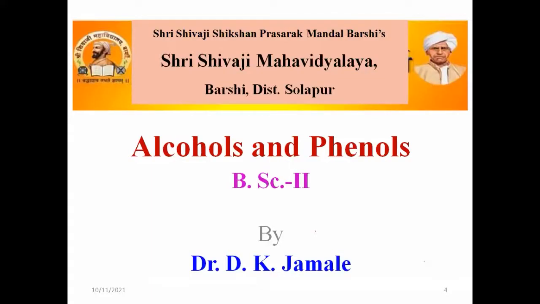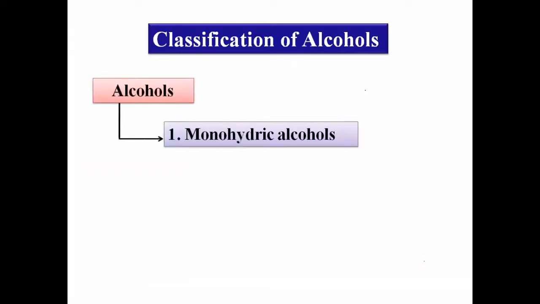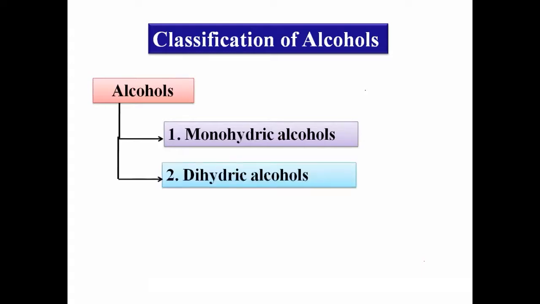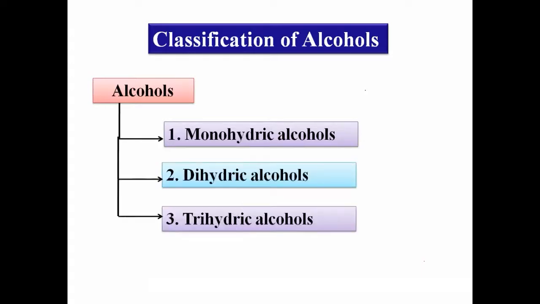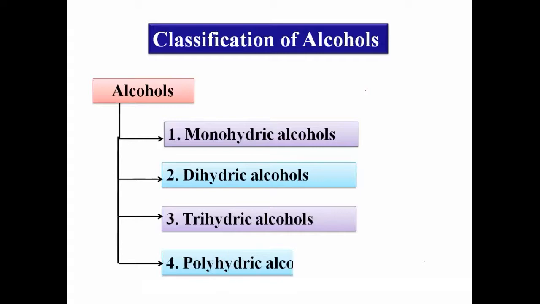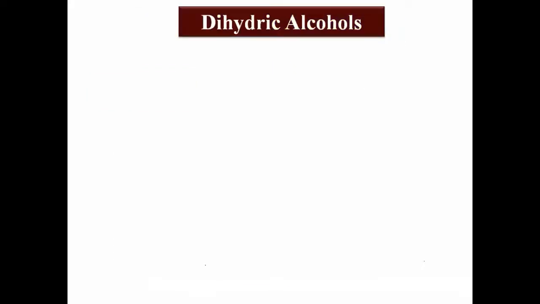In this topic, we are going to discuss alcohol and phenol on the basis of number of OH groups. Alcohols are classified into four types. One is the monohydric alcohol, second is the dihydric alcohol, third one is the trihydric alcohol, and last one is the polyhydric alcohol. These are the four main types of alcohol. Let us start with the dihydric alcohol.